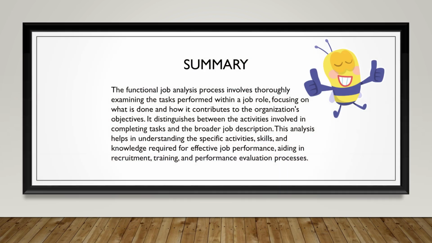In summary, the FJA process involves thoroughly examining the tasks performed within a job role, focusing on what is done and how it contributes to the organization's objectives. It distinguishes between the activities involved in completing tasks and the broader job description. This analysis helps in understanding the specific activities, skills, and knowledge required for effective job performance, aiding in recruitment, training, and performance evaluation processes.